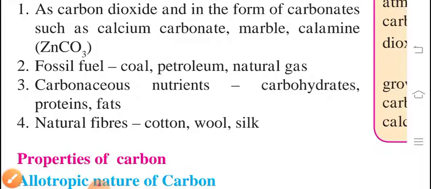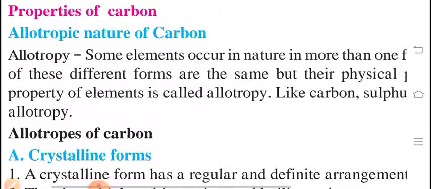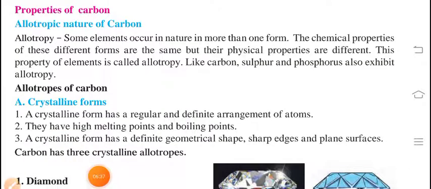Okay. Now next we are going to discuss the properties of carbon. Here we have seen the occurrence of carbon. In the properties, first we will see the allotropic nature of carbon. First of all, what is the meaning of allotropy? Some elements occur in nature in more than one form. The chemical properties of these different forms are the same, but their physical properties are different. This property of an element is called allotropy.